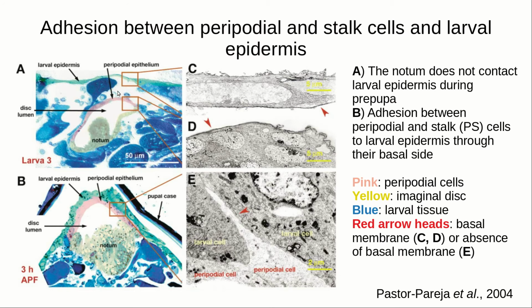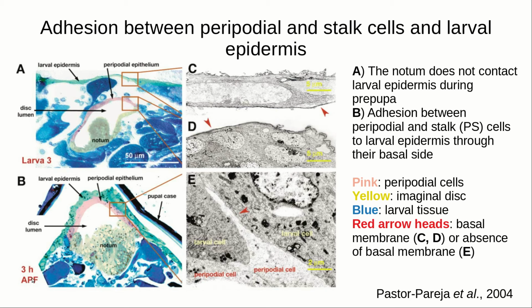Let's see the tissue in more detail. Here you have semi-thin slides, and the pink region here is the peripodial membrane, the yellow region is the proper disc, and this greenish layer is the larval epidermis. As you can see here, both the disc and the larval epidermis are separated in larval stage 3, and they are both surrounded by a basal membrane, which is marked by red arrows, and you can see as a black line surrounding the tissues.